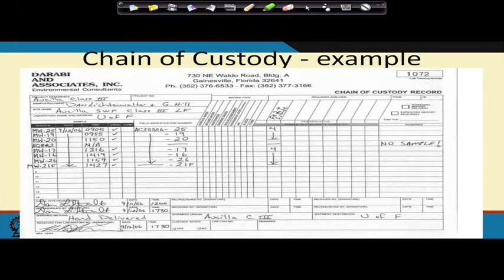Some other things that we do in terms of QA/QC: we need to track the sample. The tracking of the sample is done using some sort of document called a chain of custody.